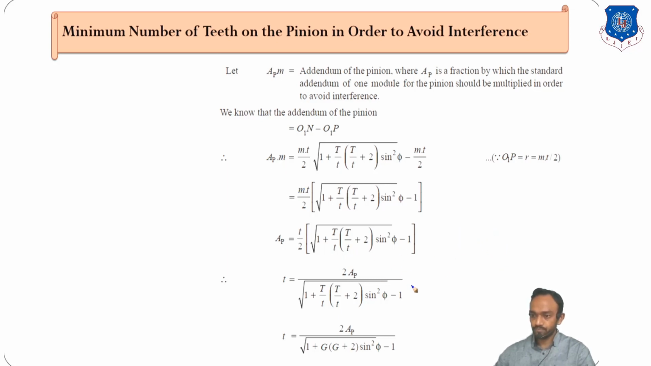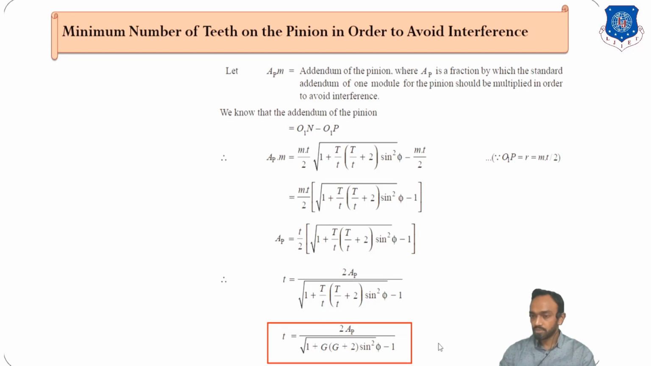So what will happen here? You can write the whole equation with T as the subject. Why? Because we want to find the minimum number of teeth. So T is equal to, 2 going to this side, 2 into AP, and the whole term will be at the bottom. So it will become this equation, and in this equation T by small t we are putting as G, the gear ratio. So this is the equation of the minimum number of teeth on the pinion to avoid the interference.